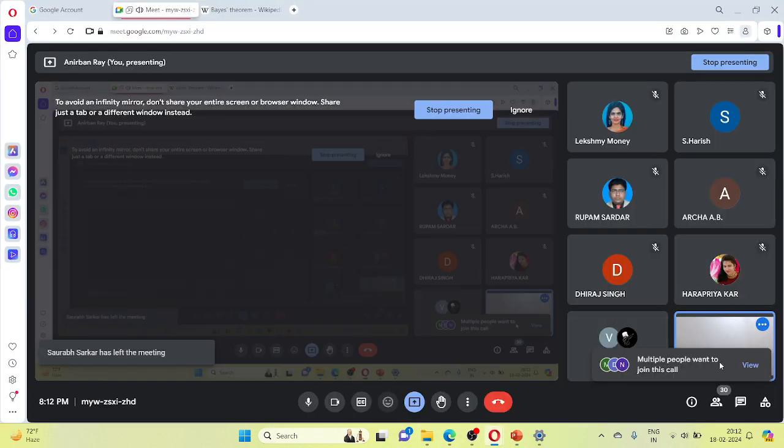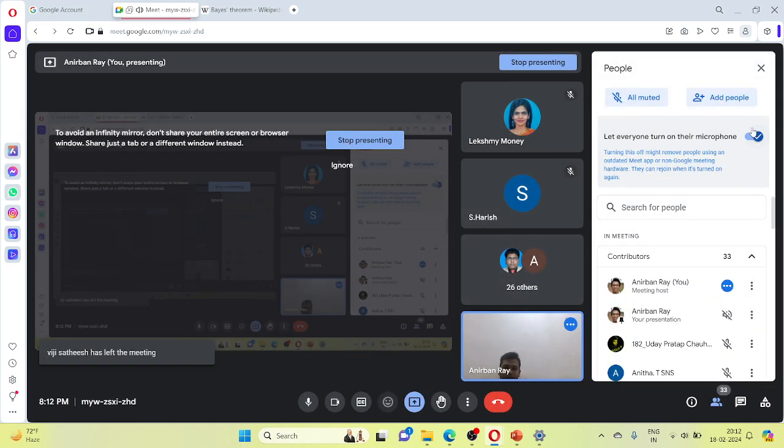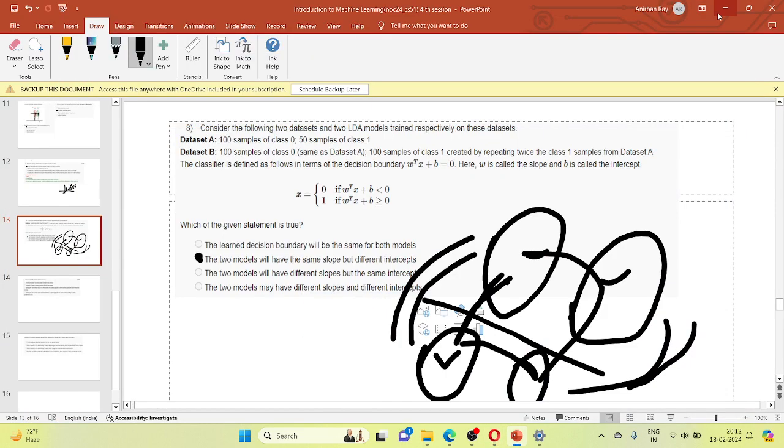Got everyone? Can't we derive that from the equation of that line, omega transpose x plus b less than 0? In one case omega transpose x plus b is less than 0, in the other case it is greater than 0. So the slope is the same, the slope is omega transpose only, whereas the intercept is different: in one case b is less than 0, in the other it is greater than or equal to 0. So the intercept will be different, but the slope is the same.